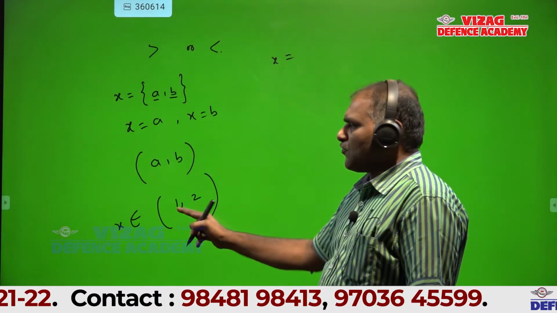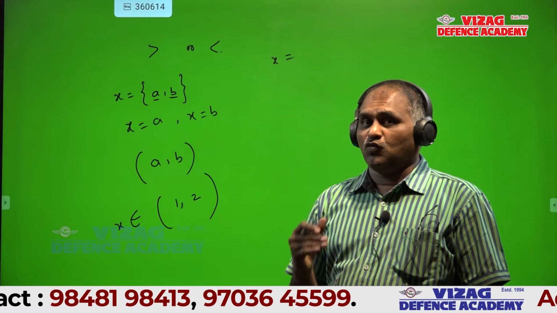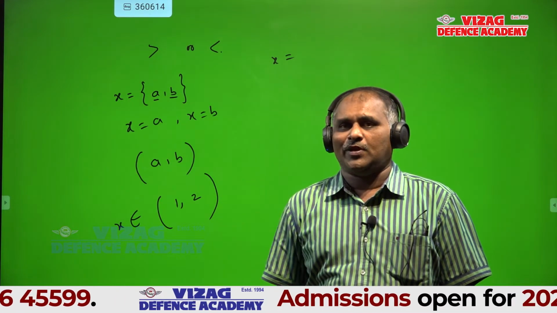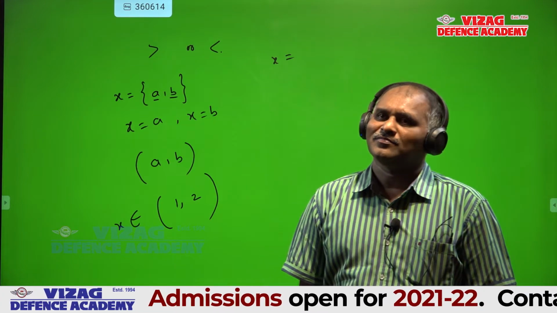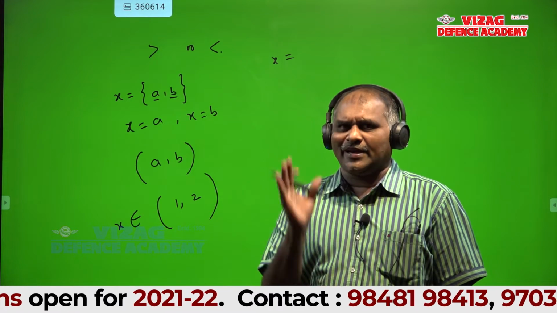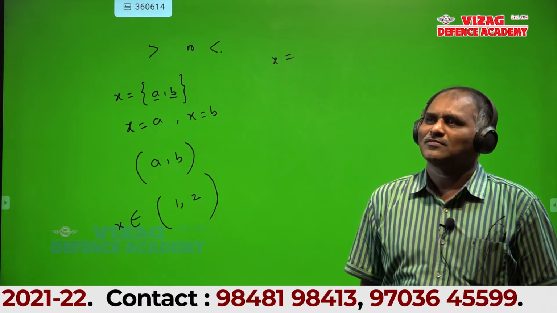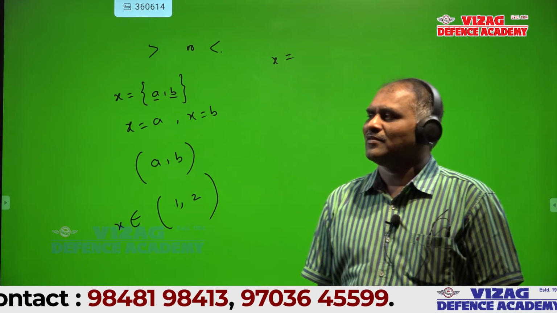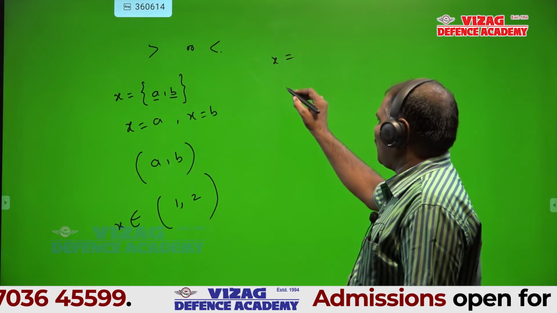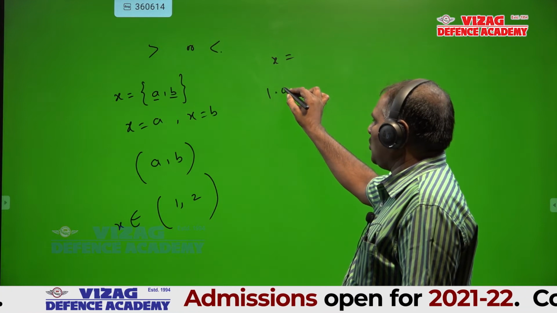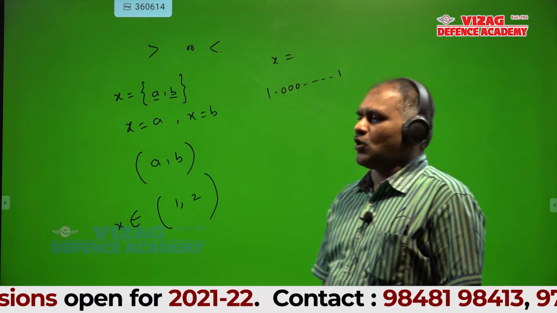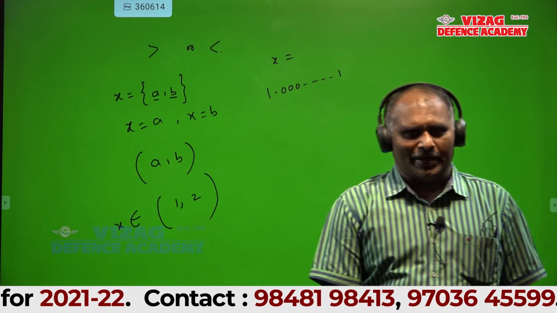Therefore, next to 1, what is the immediate next real number? After 1, the immediate real number, anyone knows? 1.1? No. It is 1.000 etc. 1. This is called the immediate real number.